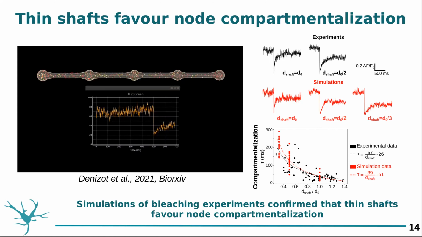observed experimentally. And it also highlights that when you have thinner shafts, so here if you go to the left side of this graph, you increase the time to recovery, thus you increase compartmentalization. So diffusion flux is lower from one node to another if the shafts are thinner.